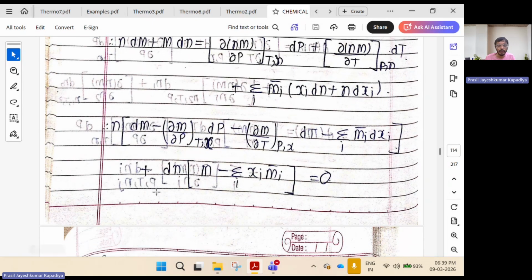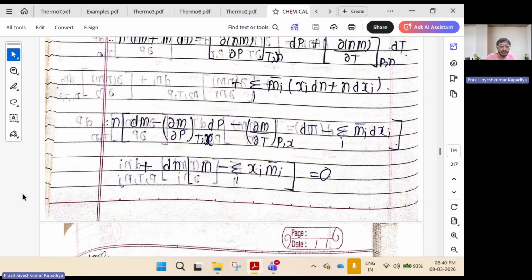Now a very important thing to know: when can this equation be 0? Let's say one coefficient is n, one coefficient is dn. Let's say n is equal to 0. If n is equal to 0, it means there are no moles in the system. So can we call it a system? There is nothing like a system when n is equal to 0, so this can't hold true. Similarly, when dn is equal to 0, then we don't need to do anything; we are only dealing with a pure system. So these two can't be 0.